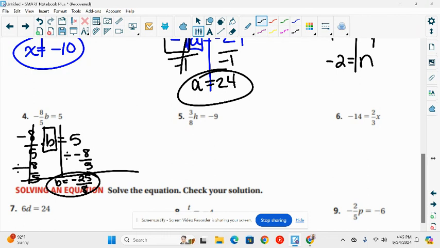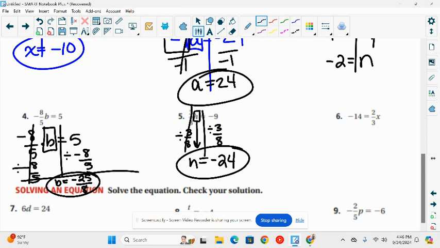Alright, so what we should have done is chopped it, boxed it, and do the opposite. Currently it's 3/8 times h, so I'm going to divide by 3/8 on both sides. Those are going to cancel. I'm going to bring my h down because it's all by itself now. And when I plug negative 9 divided by 3/8 into my calculator, I should have gotten negative 24.